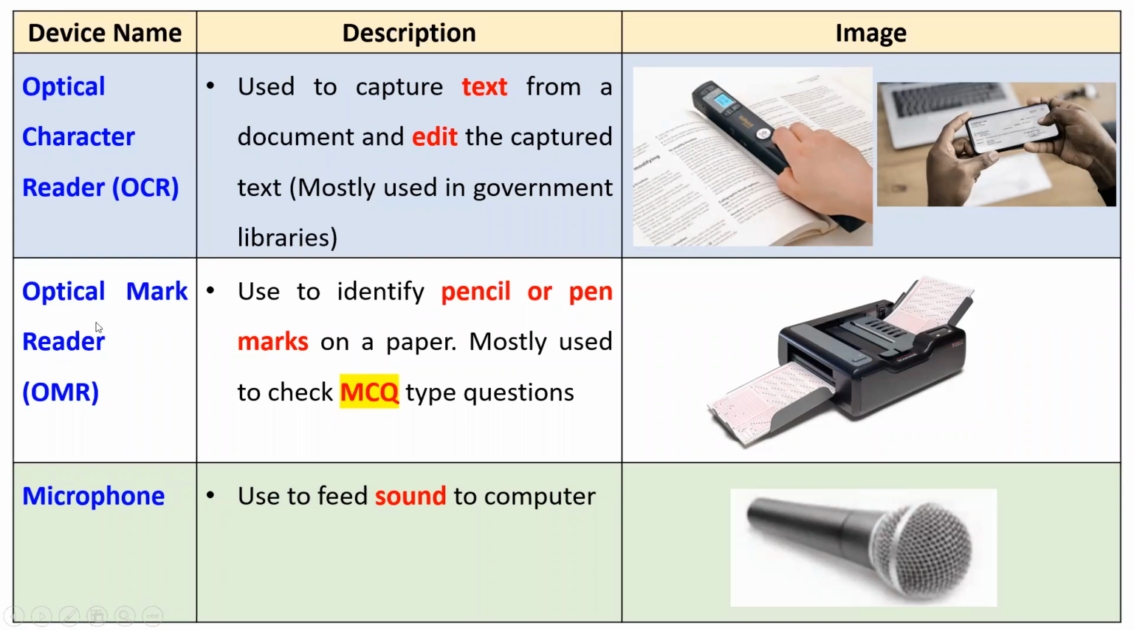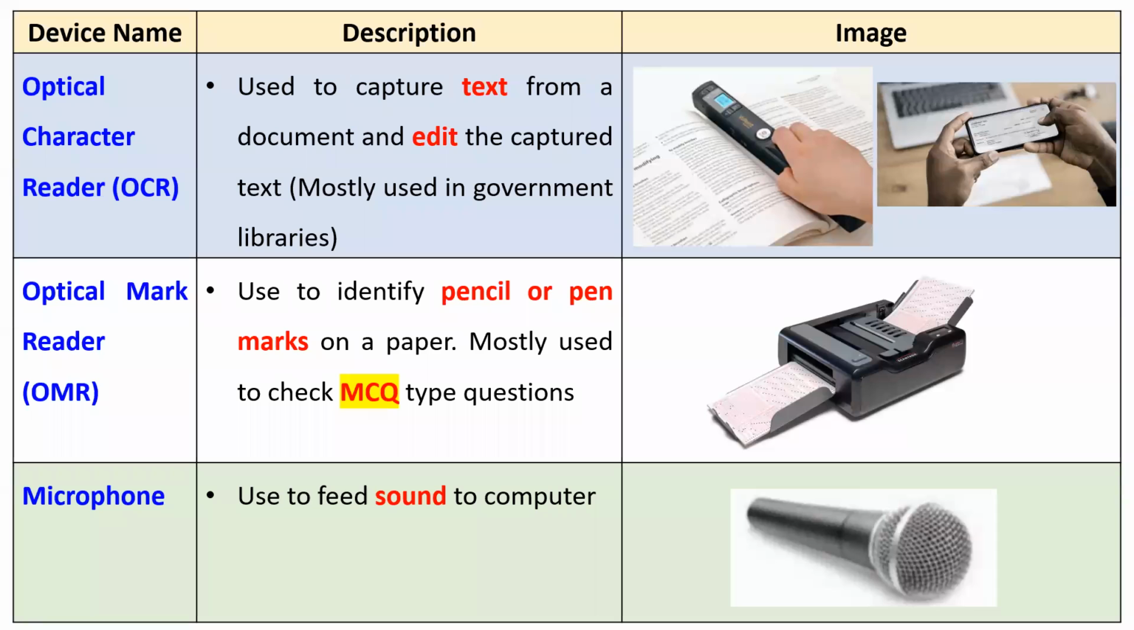Then another one, optical mark reader, another important device for the examination department. OMR is able to identify some symbols available or not on the paper. Once you mark a symbol with a pencil or pen, this particular device is able to identify it. Therefore, this type of device you can easily use to correct MCQ type questions. Therefore, it is the most popular device among the examination department.